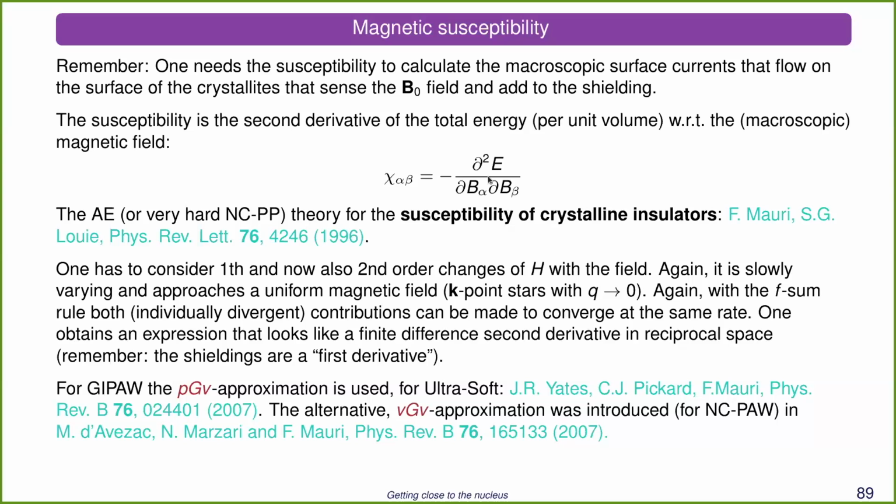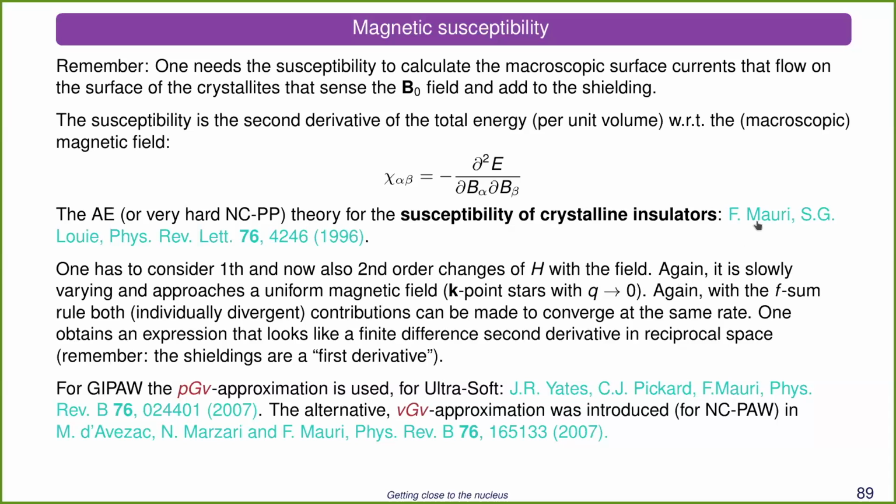Okay, what is it? It's the second derivative of the total energy with respect to the magnetic field. So you see it's a double derivative again, but now twice with respect to B. And there is an all-electron theory for that, formulated by Mauri a very long time ago, for crystalline systems and for insulators. This is not the susceptibility of, say, ferromagnetic iron or something like that. This is the orbital susceptibility of an insulator, which is very often a diamagnetic thing.